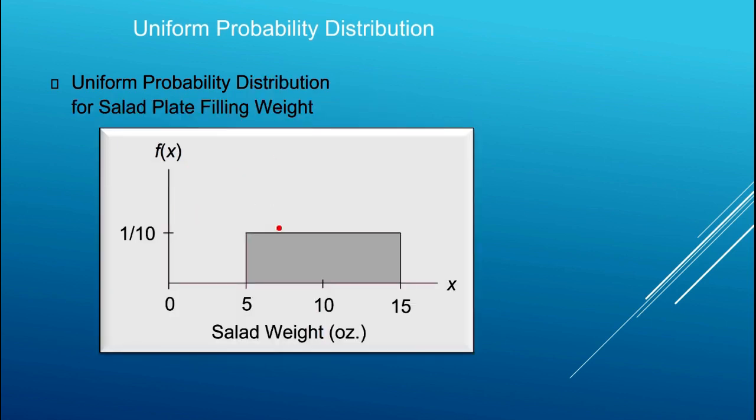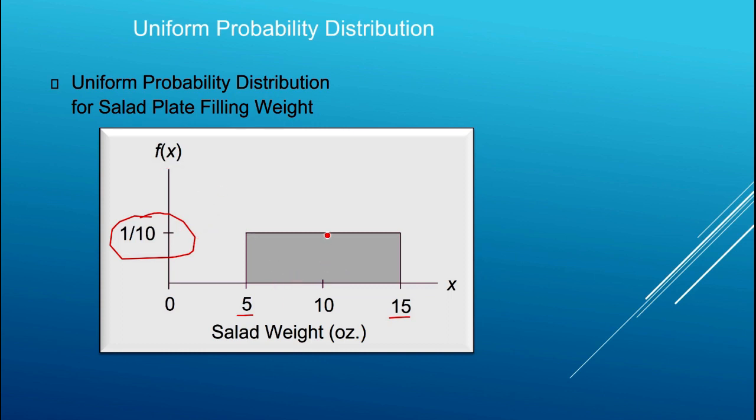Okay, so here's a graph then of our probability density function for our random variable x, and you can see that we have a lower value of 5 and an upper value of 15. 15 minus 5 again is equal to 10, so there's a 1/10 probability, or a PDF that's equal to 1/10.